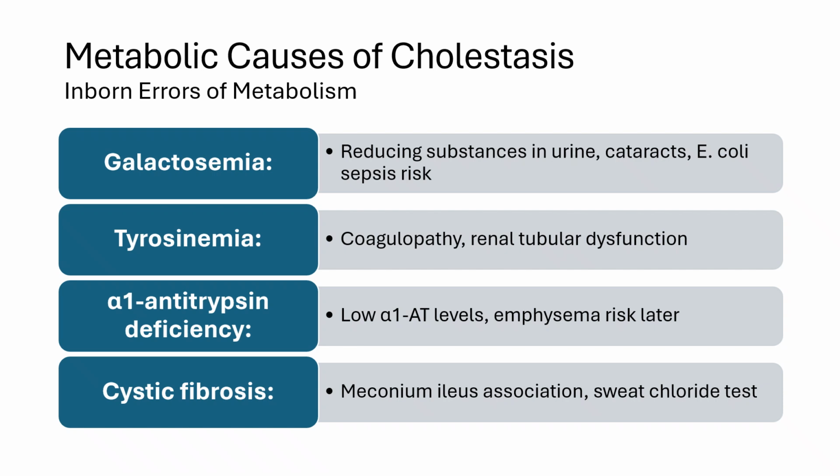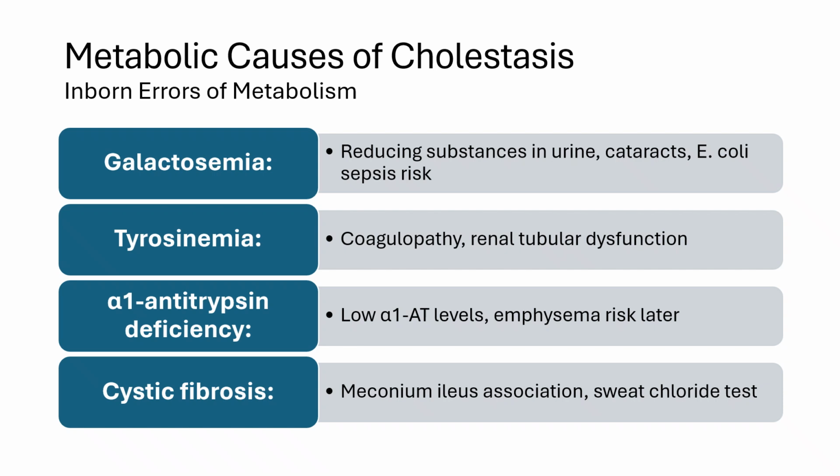Galactosemia results from deficiency in galactose-1-phosphate uridyltransferase, causing toxic galactose metabolites to accumulate in hepatocytes. These infants develop symptoms after starting breast milk or formula. Along with direct hyperbilirubinemia, they develop hepatomegaly, failure to thrive, and cataracts.